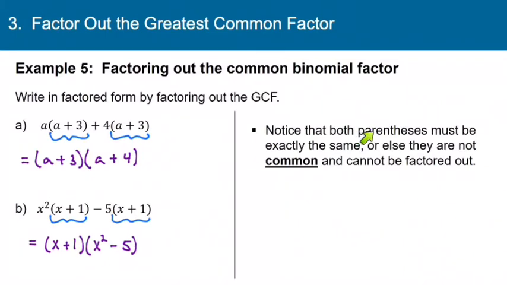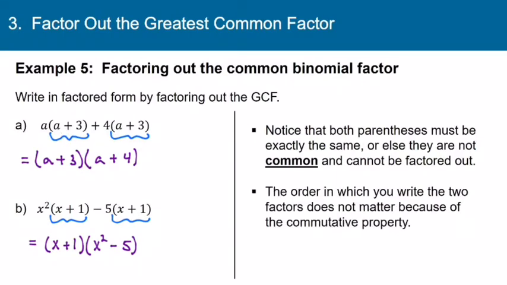Now notice that both parentheses must be exactly the same, or else they are not common and cannot be factored out. So for example, looking back at part A, if I had a plus 3 here, but then I had a plus 5 in this second parentheses, I would not be able to do what we did there because we would not have a common binomial. Also notice that in your final answer, the order in which you write the two factors does not matter because of the commutative property. So if somebody were to write this answer as (a plus 4) times (a plus 3), you know that has the same value as (a plus 3) times (a plus 4).